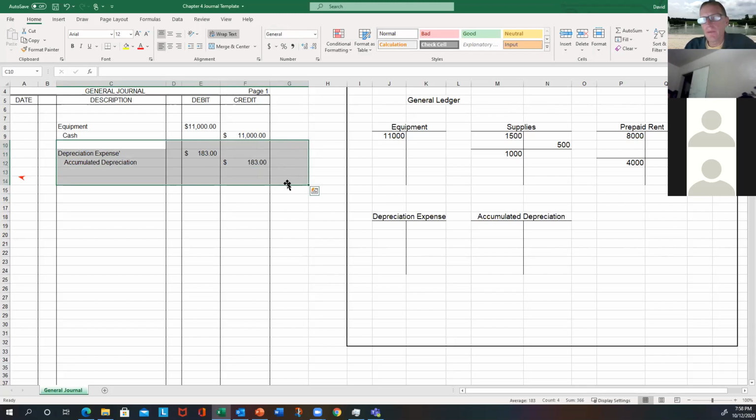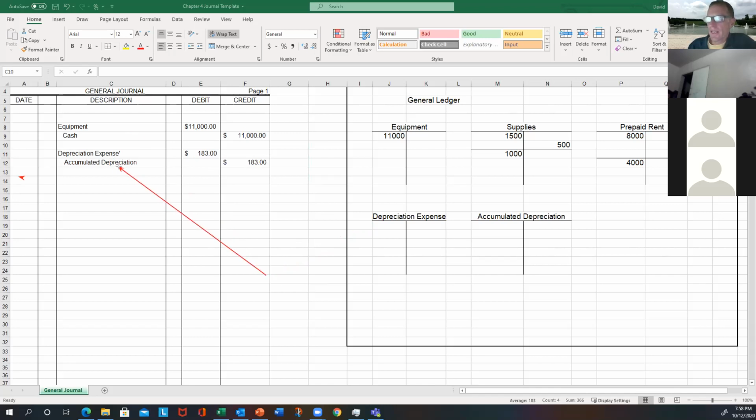Notice you do not debit equipment expense. That's not the account. They want you to put it into an account called depreciation. Once you post this to your ledger, I just want you to see this. You're going to post depreciation expense to your depreciation expense T account, for example, and your contra account. Again, that's the new account. It's called a contra asset with a credit balance. That's going to go to your accumulated depreciation account.